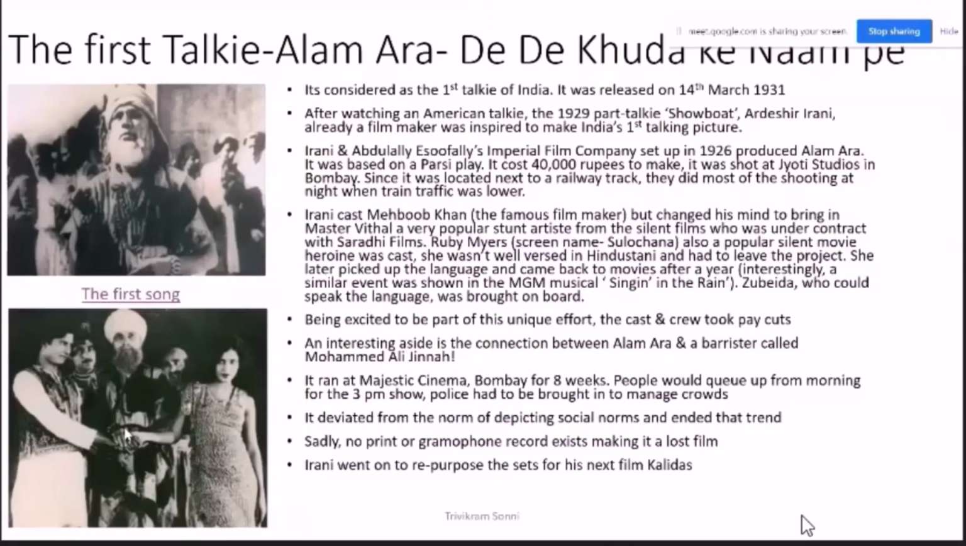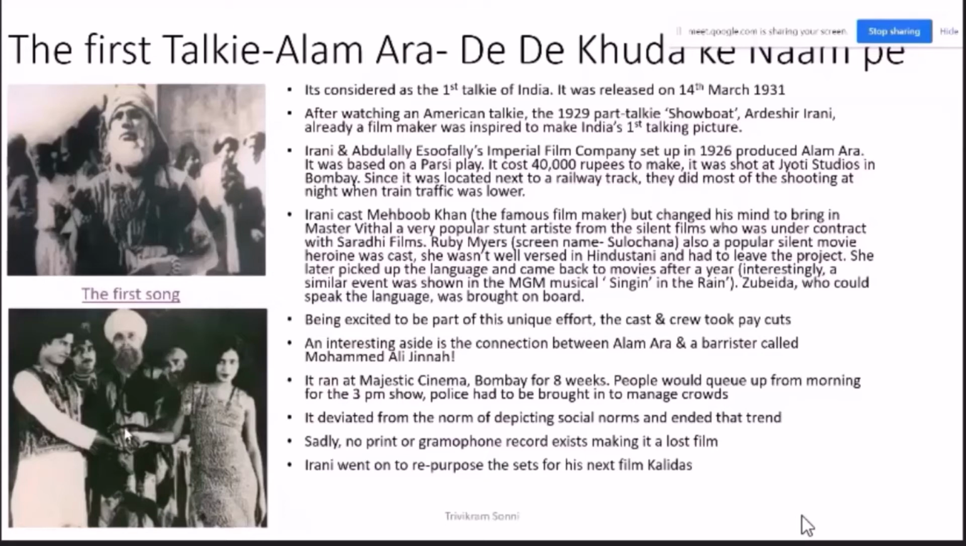The casting of this film has a lot of interesting things. He wanted to cast the famous filmmaker Mehboob Khan in the lead role. Mehboob Khan is the one who made Mother India, Mughal-e-Azam, things like that, right? But Mehboob Khan was not very popular in terms of his acting and people wanting to see him on screen. So he changed his mind and brought in an actor called Master Vittal, who was a very popular stunt artist from the silent films. However, he was under contract with another studio called Sarathi Films. So that's another story. I'll come to that in a bit.